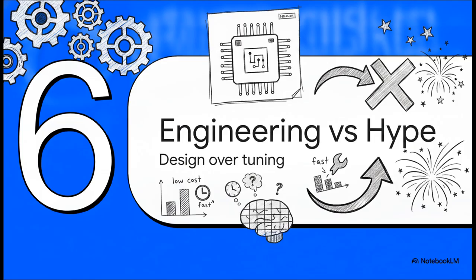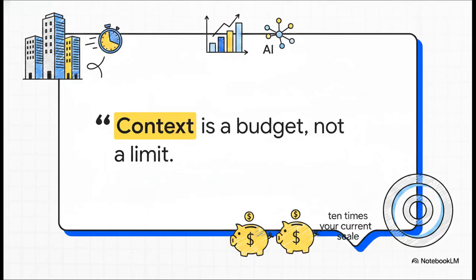Part 6, Engineering over Marketing Hype. This brings us to the core philosophy of our explainer today, as Parth Joshi makes incredibly clear in the source material. Context is a budget, not a limit. The operational and economic properties of your AI systems are determined strictly by architectural decisions you make at design time, not by runtime tuning. Teams that explicitly design for a context budget spend less, they run faster, and they reason better at every single scale.